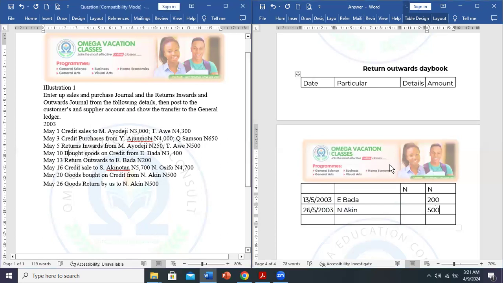So you see, it is not difficult to prepare these books, right? Just pick the transaction. Is it credit sales? Is it credit purchases? Is it goods returned or inwards or outwards? And locate the particular book and record it there. Now, when you are done like this, you need the totals, right?